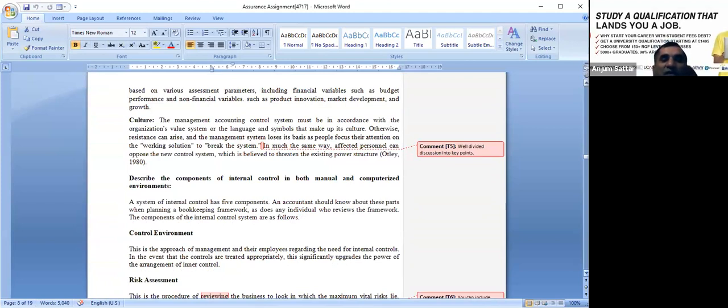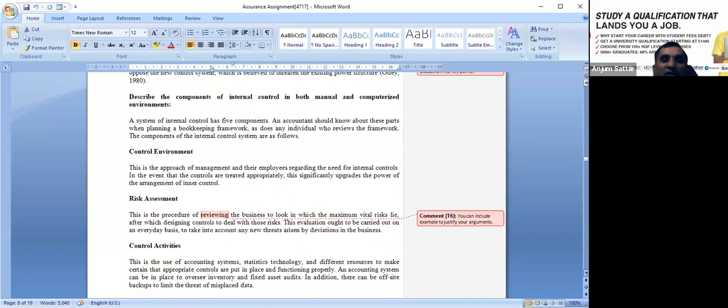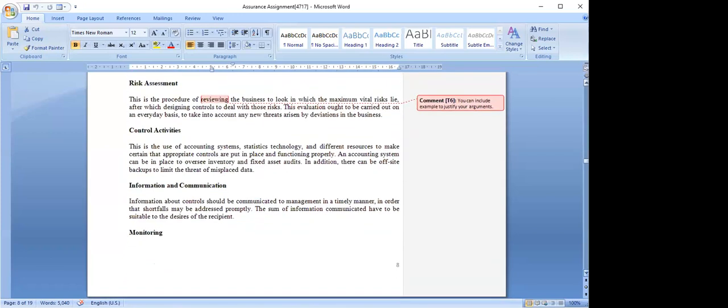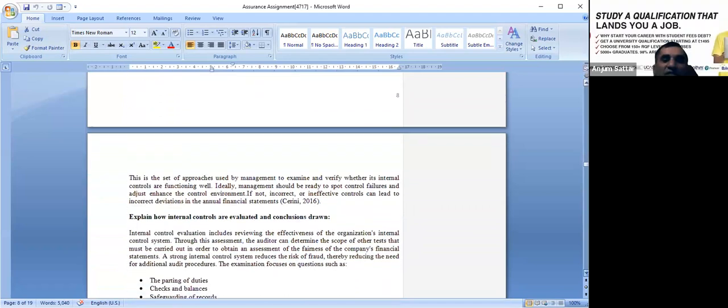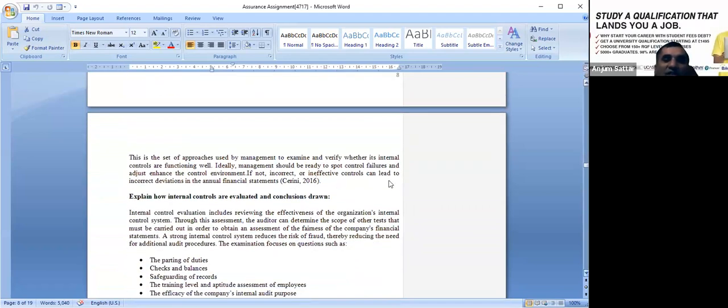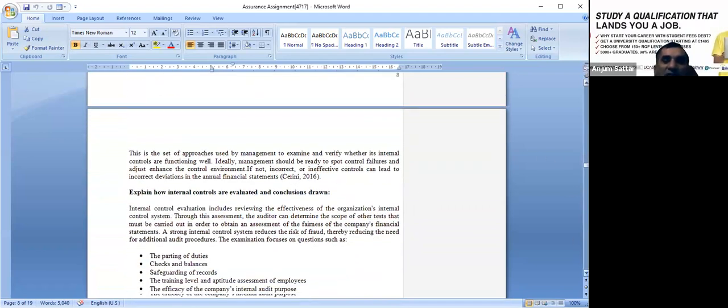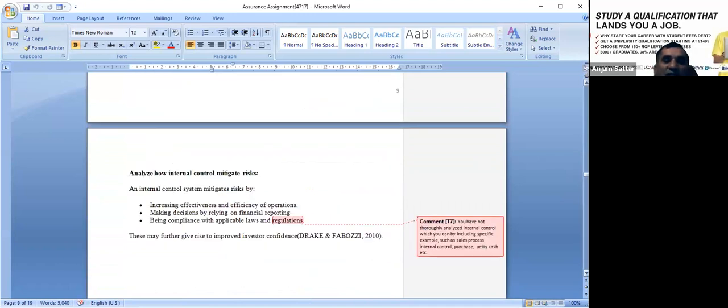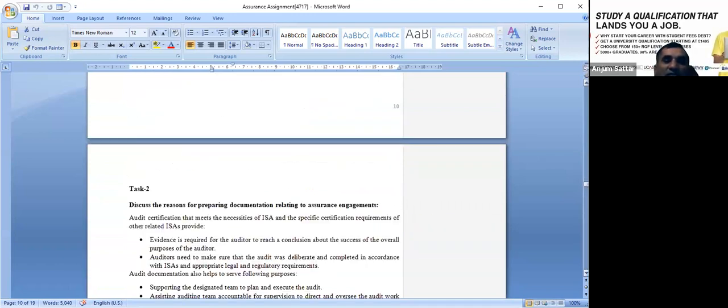Describe the components of internal control. So that's also in our lecture slide as well. And what is meant by risk and control? So please, you can explain. Make sure you include the reference there. Yeah. So for each task we can write an answer.